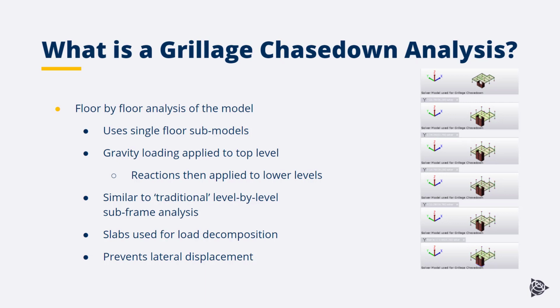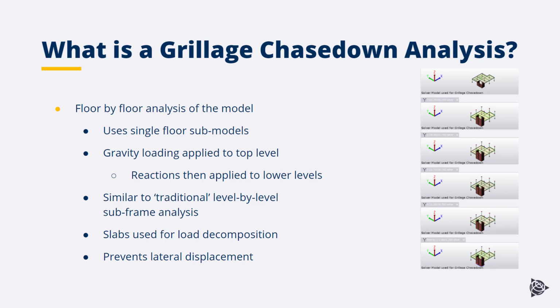The artificial chase-down supports will prevent any lateral displacements of the submodels, meaning that there are unlikely to be any significant second-order effects, either from bending in the columns, our little p delta effects, or from column sway, our big P delta effects. In this case, the Grillage Chasedown will behave as a first-order linear analysis with negligible lateral displacement at each level.